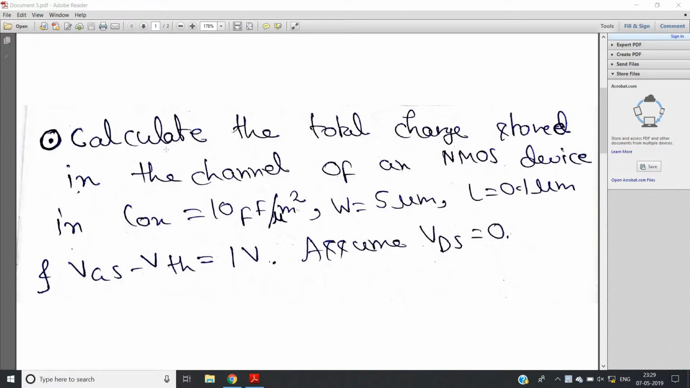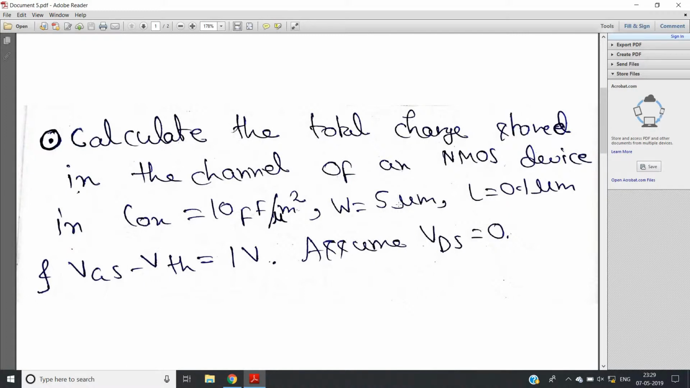So the question is this: calculate the total charge stored in the channel of an NMOS device if COX is given by 10 femtofarad per micrometer square with W equal to 5 micrometer, length of the channel as 0.1 micrometer, and VGS minus VTH as 1 volt. Assume VDS as 0.